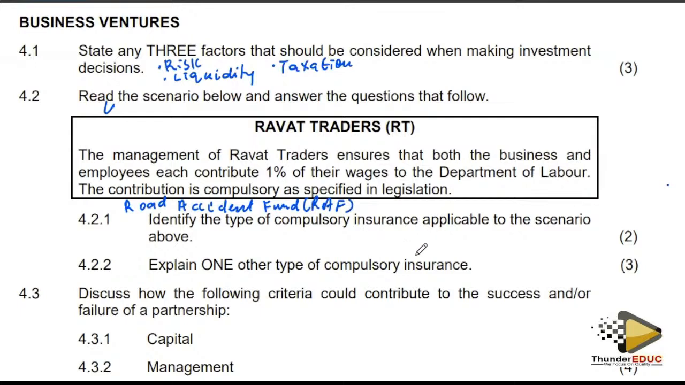Identify the type of compensation applicable to the scenario above. As I said, we have Road Accident Fund. Okay, right. So now, if we check there, this is funded by the levy on the payroll. Sorry, this one should be Unemployment Insurance Fund.